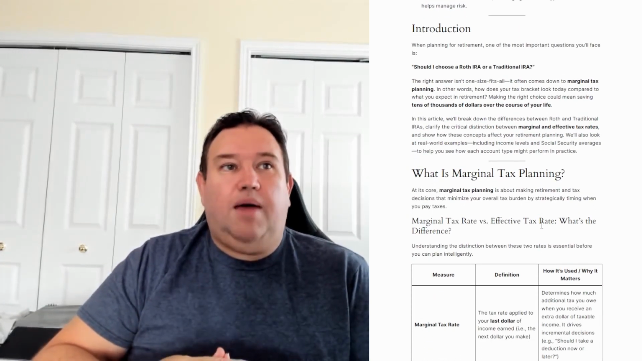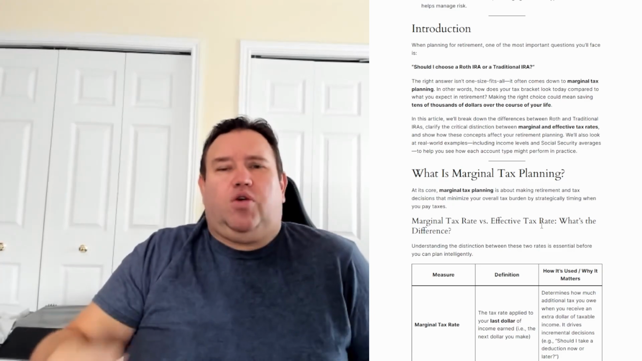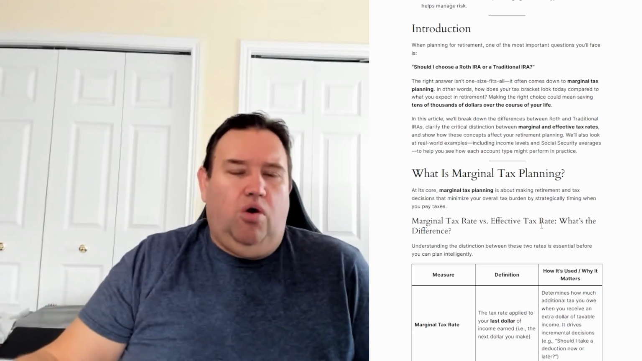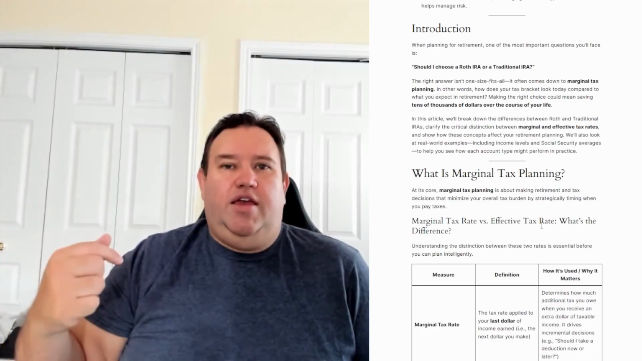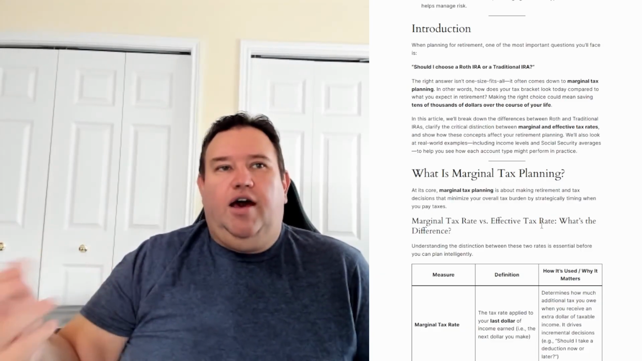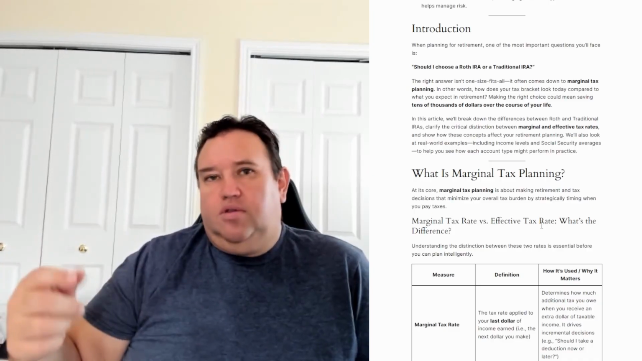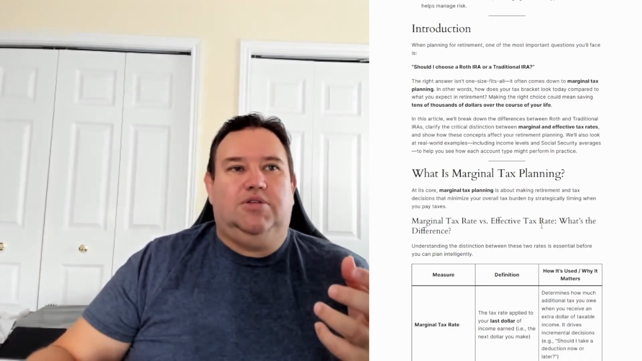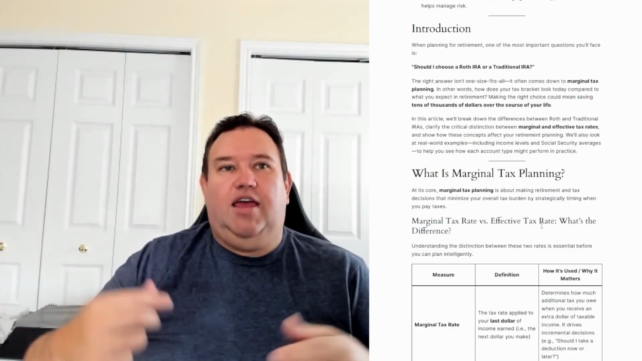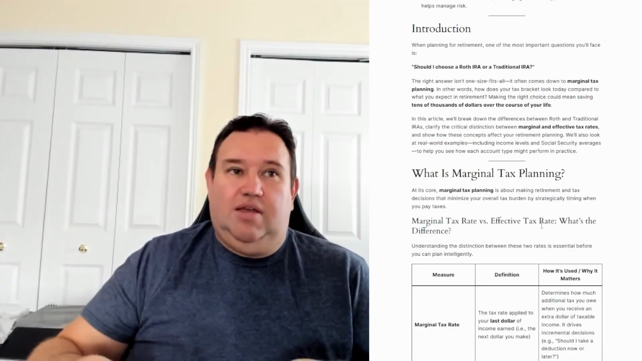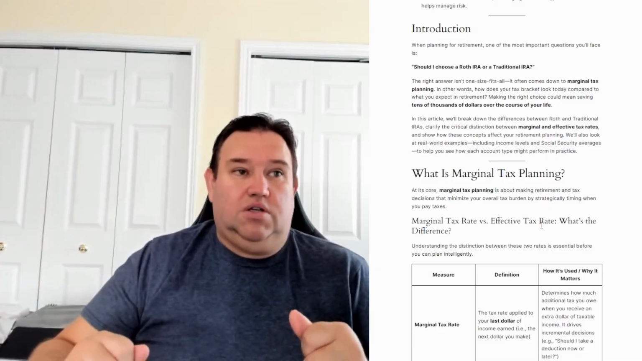A lot of people get the question of should I choose a traditional or a Roth IRA, or you have a 401k at work that not only has a traditional option, but maybe you also have a Roth option. So how does your tax bracket today look? One question someone might consider asking themselves is, how does my tax bracket today compare to my tax bracket in retirement? Making the right choices can mean saving tens of thousands of dollars over the course of your lifetime.